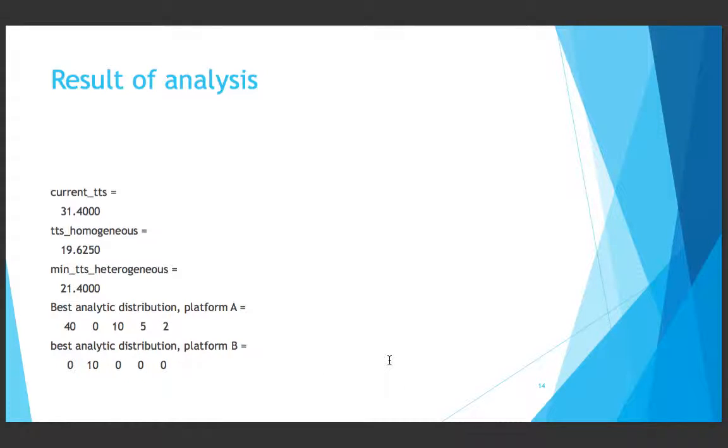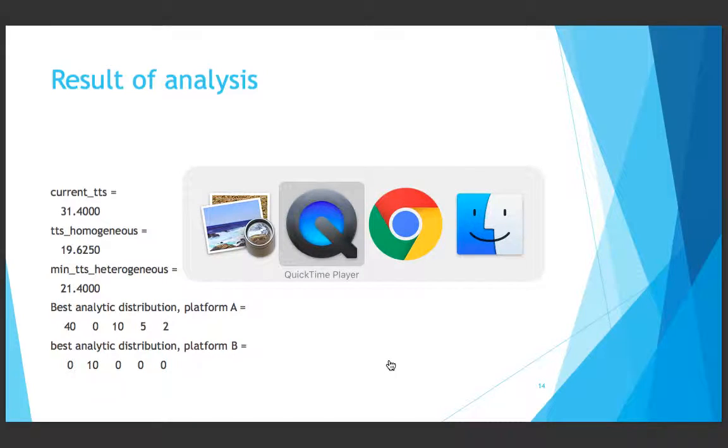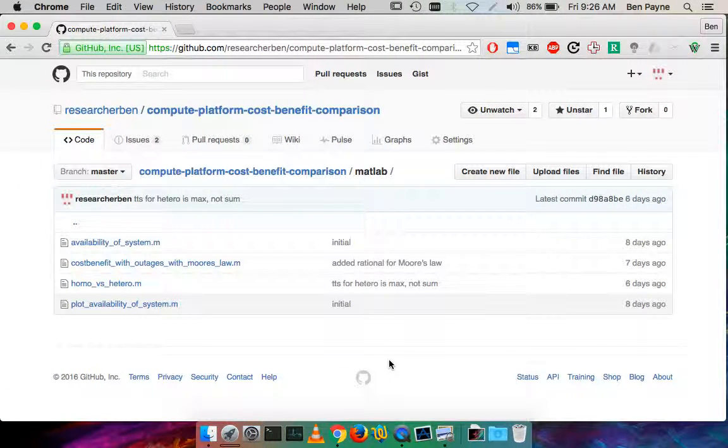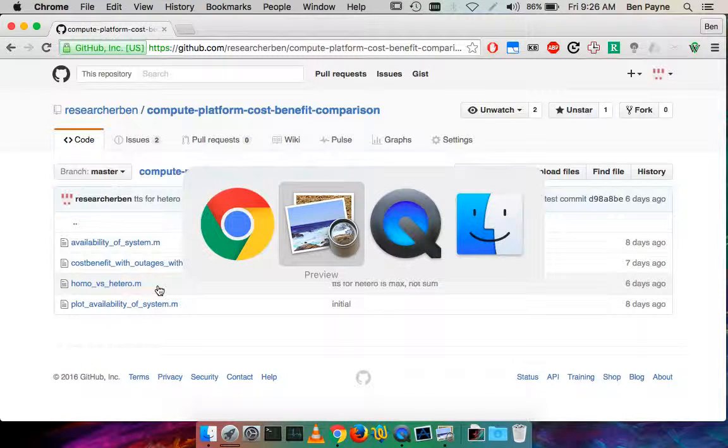So when I run my MATLAB model, I'll switch over to the source code for that. The source code is on GitHub. This is a MATLAB-based numerical model called homo versus hetero. This is whether I stick with a homogeneous or switch to a heterogeneous environment. And what I'm going to show in the presentation is the output from that numerical model.